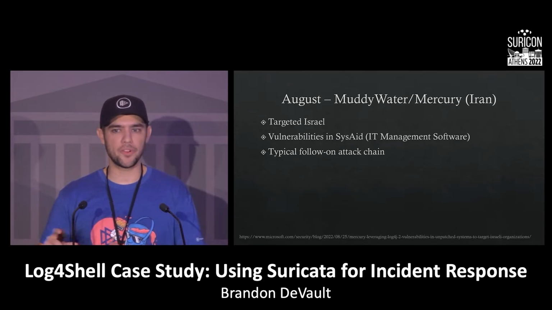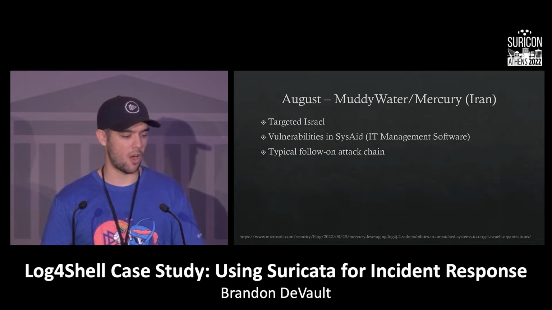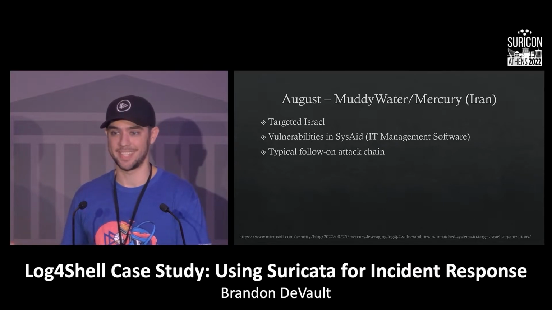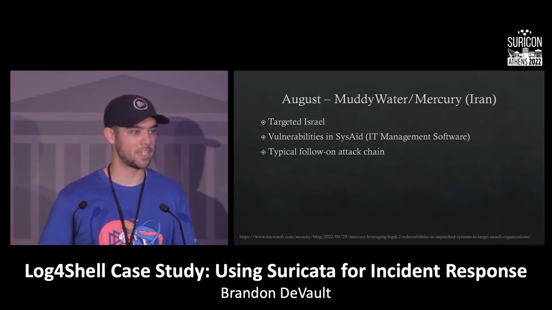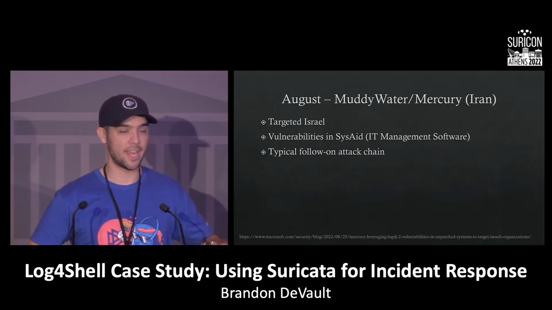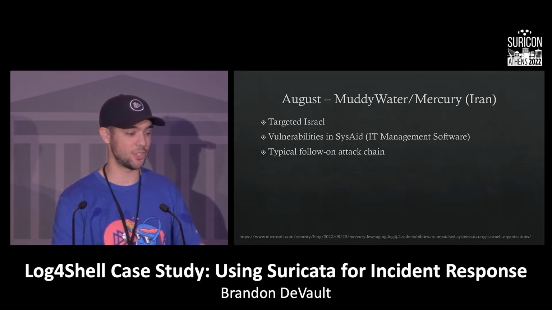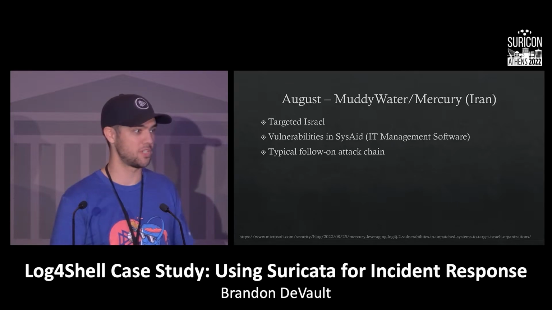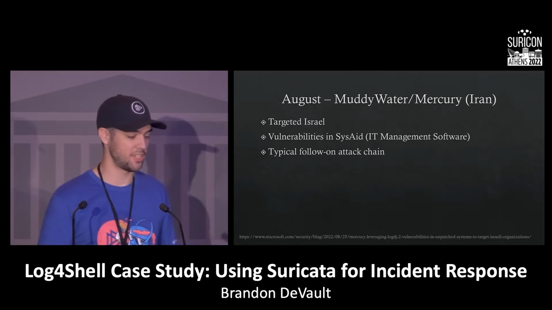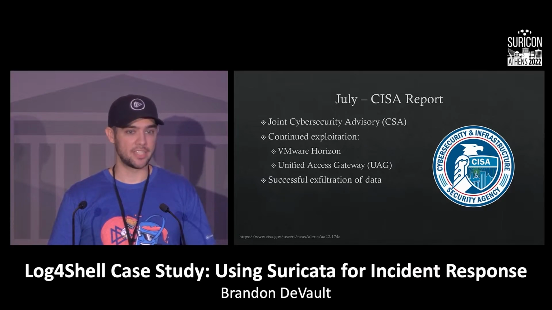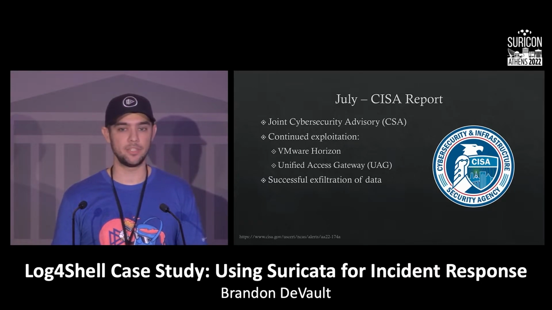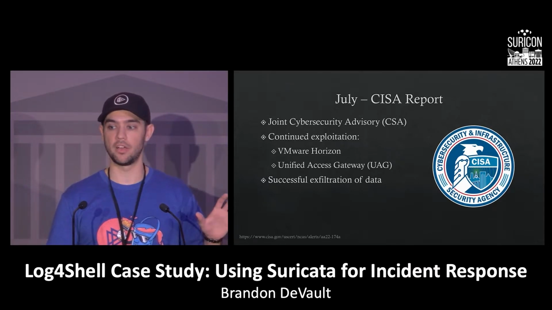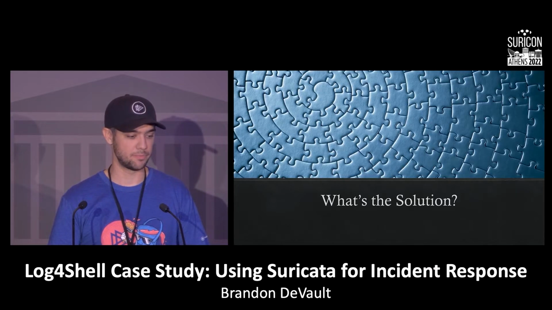Now, some other tactics that are worth noting. Back in August, MuddyWater, an Iranian-based threat group, targeted a software called SysAid, which is IT remote management software. So this is Iran targeting Israel, nations attacking nations. It took until August for them to realize that that software had Log4j in it and was vulnerable, which is, again, just very crazy. And then in July, CISA released a report showing continued exploitation of VMware Horizon servers and UAGs, with examples of successful exfiltration of data.